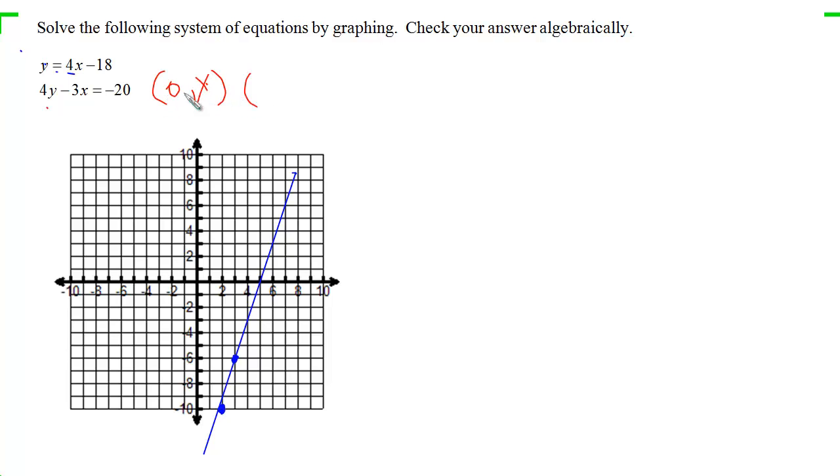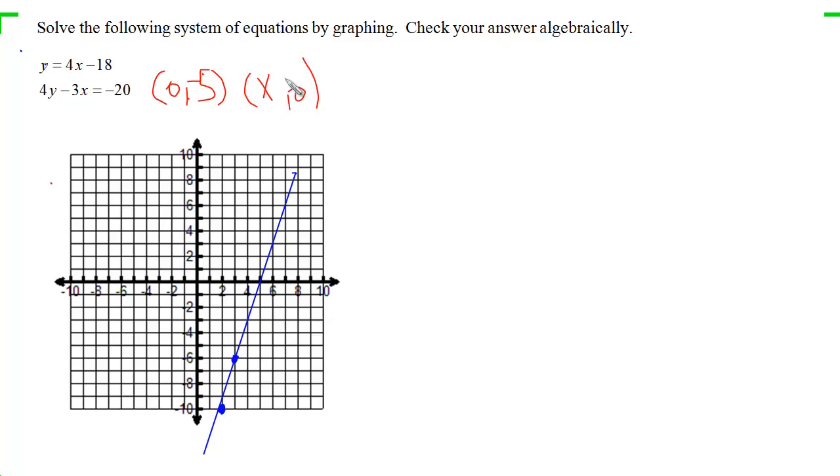So I can plug in 0 for x, find the y. Sorry, this keeps looking like an x. And then plug in an x, or plug in 0 and find the x. So if I plug in 0 for x, this cancels, and I see 4y equals negative 20. I just divide both sides by 4, and so y is going to equal negative 5.